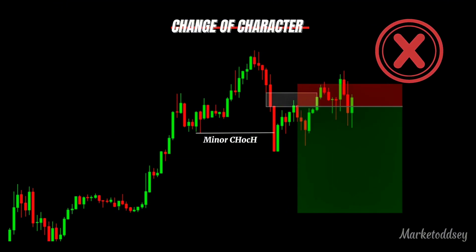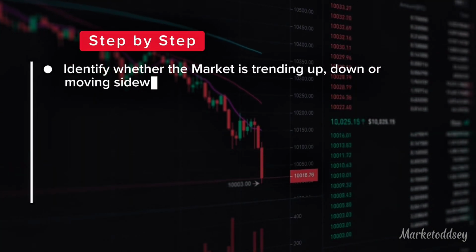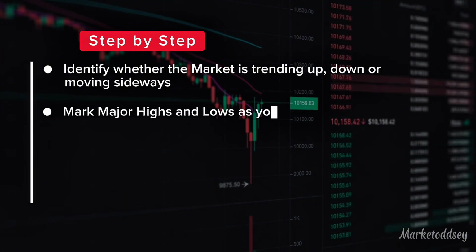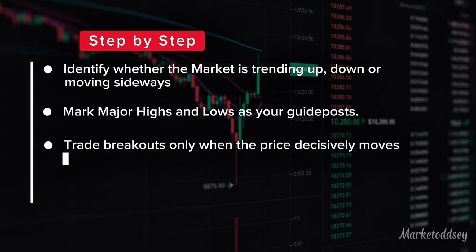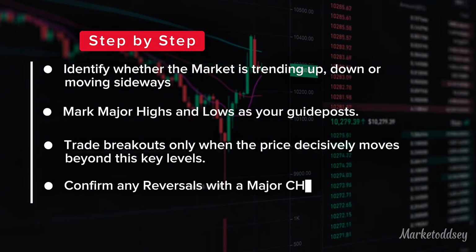Let's put it all together. First, identify whether the market is trending up, down, or moving sideways. Then, mark the major highs and lows as your guideposts. Trade breakouts only when the price decisively moves beyond these key levels, and confirm any reversals with a major CHOCH.